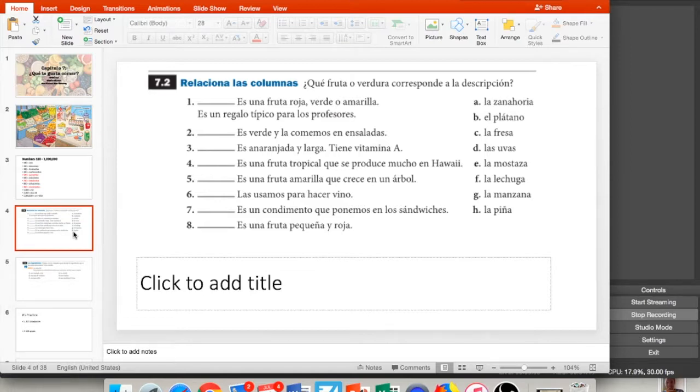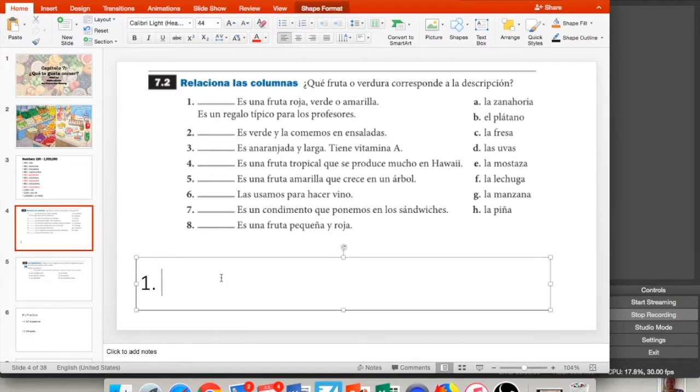Y es un regalo típico para los profesores. It's a gift, a typical gift for teachers or professors. What is it? You're probably saying it's an apple. That's true. Which one of these words over here means apple? Hopefully you're saying letter G, manzana. Manzana is an apple.